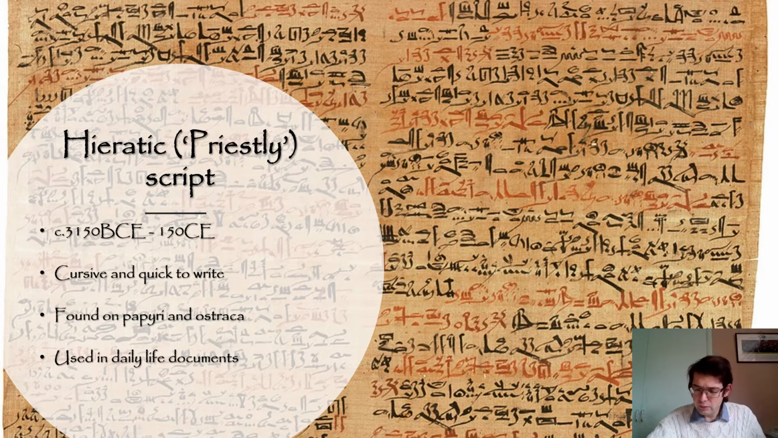Instead, it was designed to be written with a brush or a reed pen on a surface such as a papyrus or an ostracon, which is a fragment of broken pot used for writing. As it's supposed to be written with ink, rather than chiseled into stone, it's a cursive script. Scribes could join up the signs, therefore allowing them to write much more quickly, and you certainly didn't need to be good at art to be able to write hieratic.